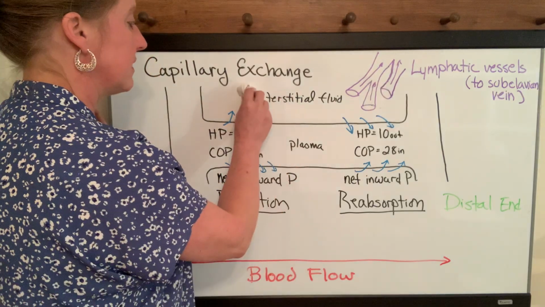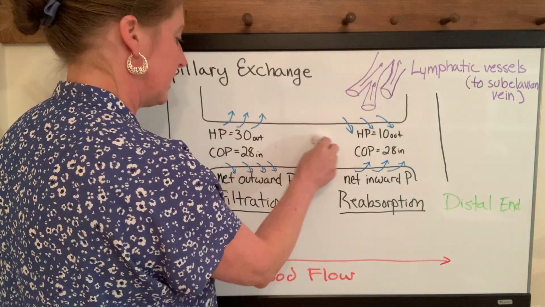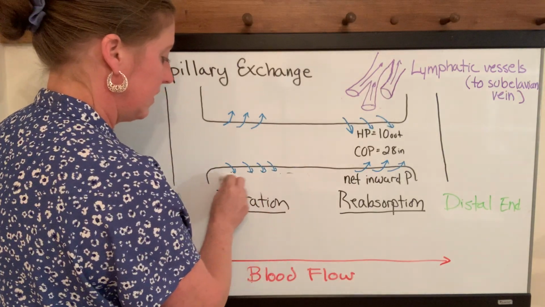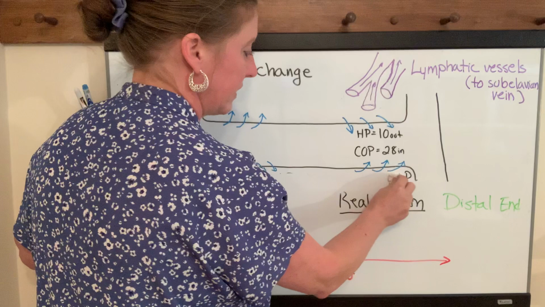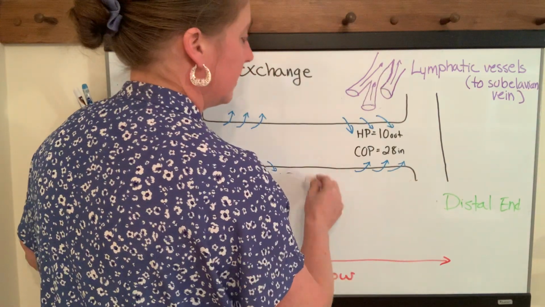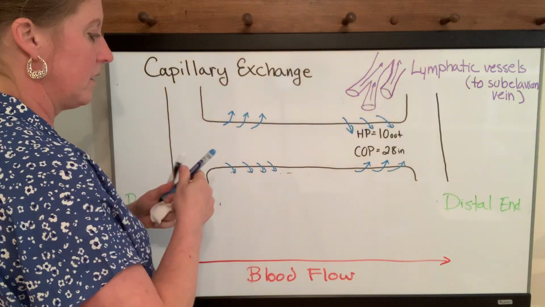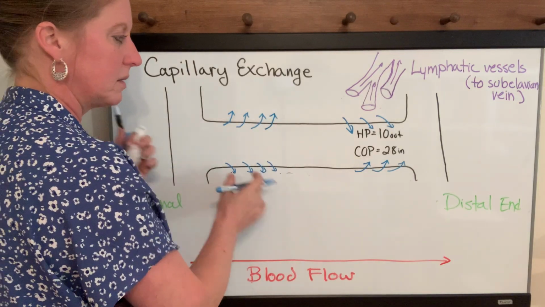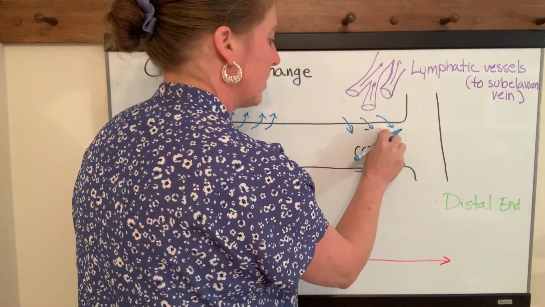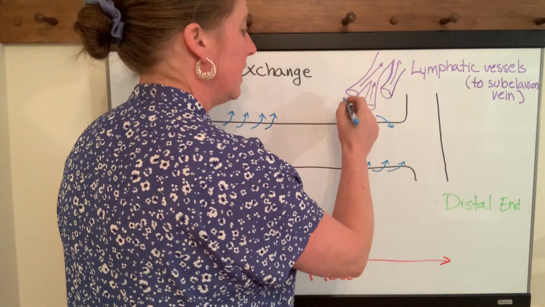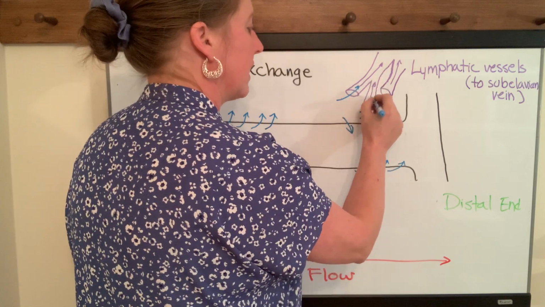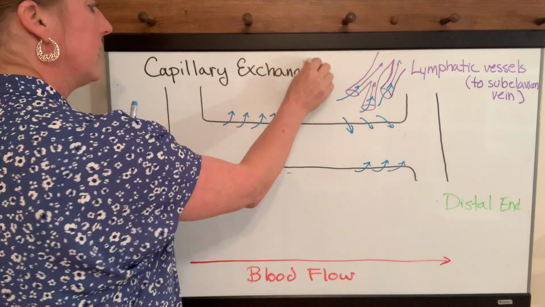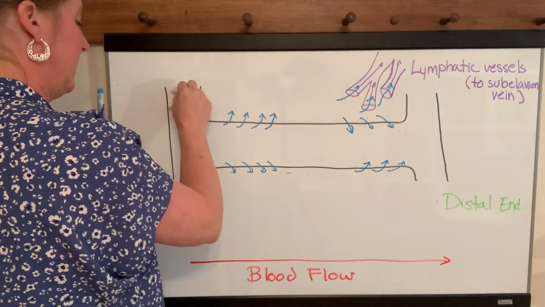So I'm going to erase some of these words here. Right, so I'll leave the arrows because that's what's supposed to be happening. All right, so we've got fluid leaving at the proximal end, fluid being reabsorbed at the distal end, and some of the fluid being carried away by the lymphatic vessels. All right, so how does edema work?